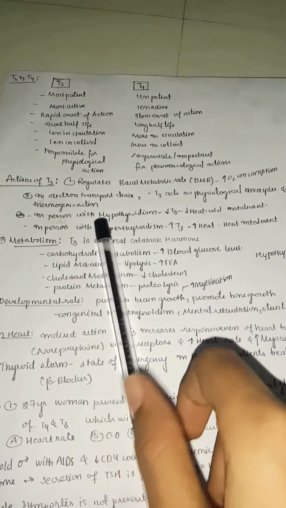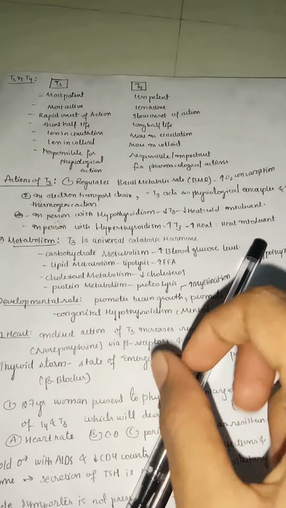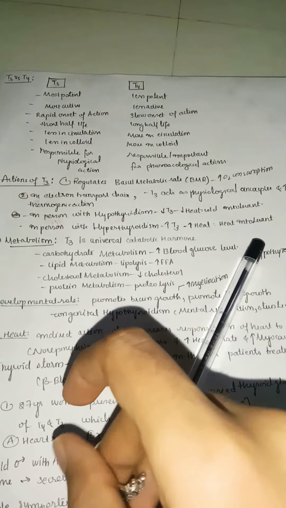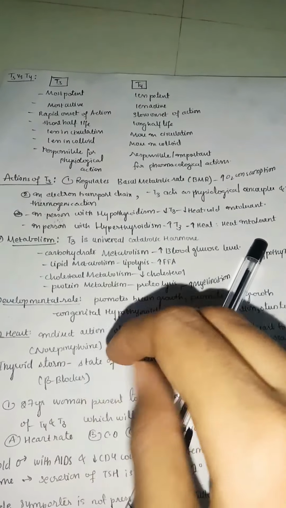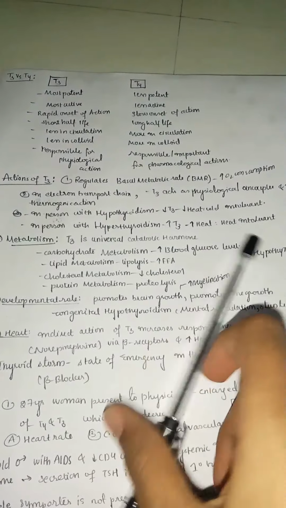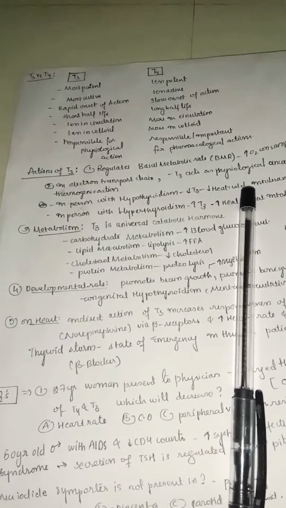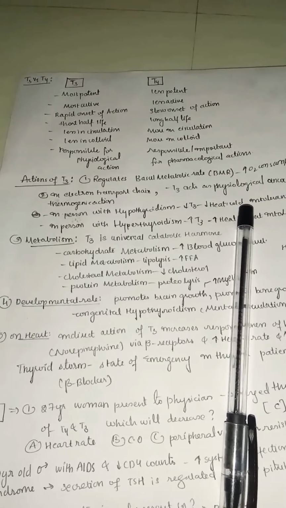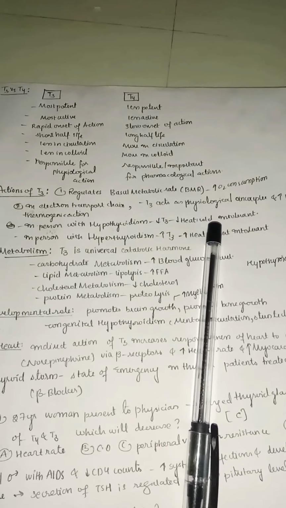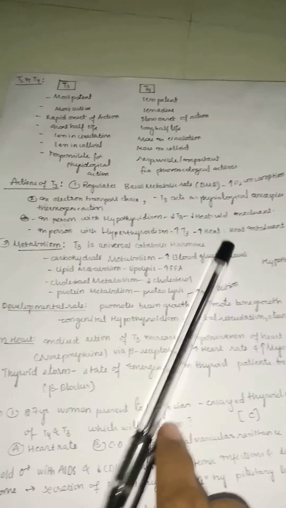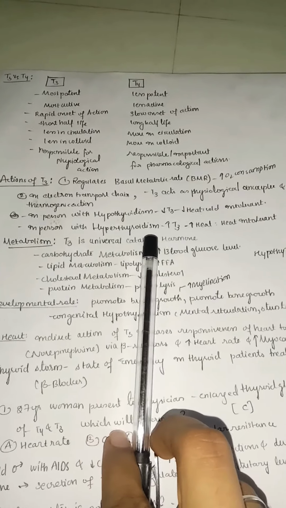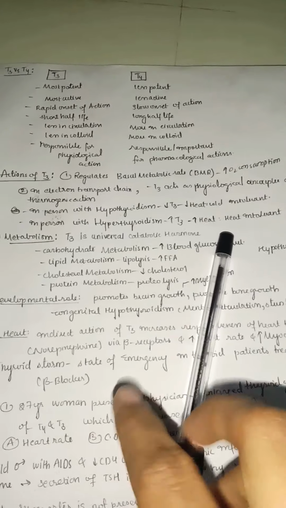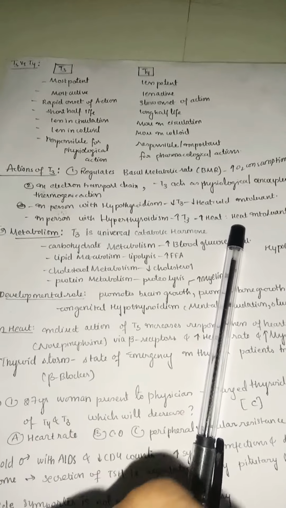In persons with hypothyroidism, there is low T3. As there is low T3, a lot less heat is produced in the body, so these persons are always called cold intolerant. That is, as heat production is low in their body, they can't be more in cold places. And in persons with hyperthyroidism, they have higher T3, so they have a lot of heat production, so they are heat intolerant, they can't stay in heat for a long time.